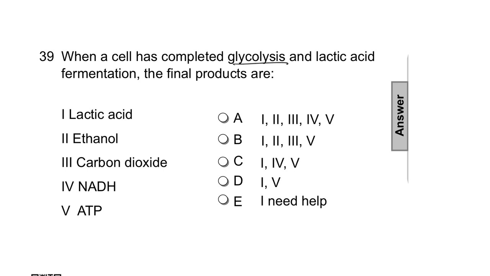Okay, so glycolysis followed by lactic acid fermentation. Okay, so we're talking about lactic acid fermentation. The final products are 2 ATPs and lactic acid. That's it. No carbon dioxide. That's ethanol fermentation. NADH, well, it did produce NADH, but it flipped it back to NAD. So it did not have a net gain of any NADH.